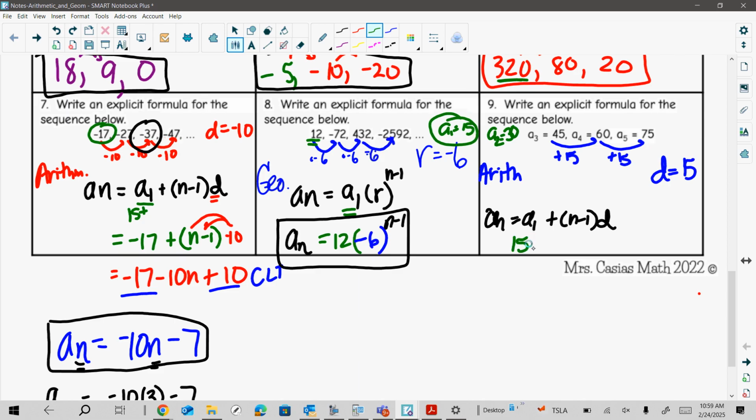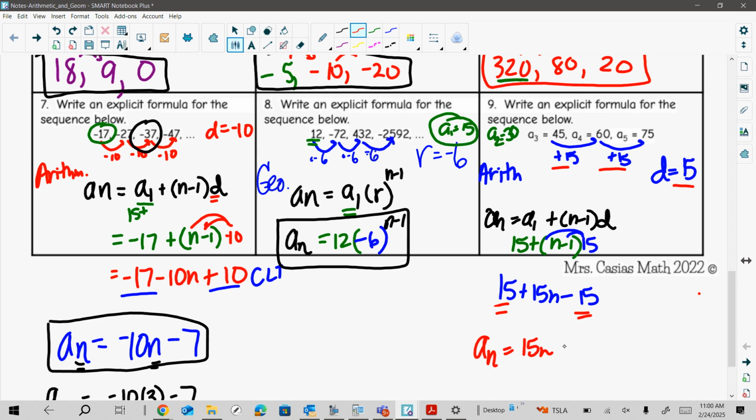So I'm putting 15 here for a sub 1 plus n minus 1, and what was our d? 15. So we're just going to distribute. You got 15 plus 15n minus 15. It's not negative, because we add 15 every time. That was plus 15, that's why the d is 15. And if you combine like terms, after you get a sub n equals 15n. Yes.